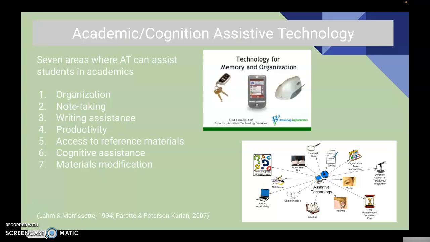Assistive technology can also be used in the area of academics and cognition. Some studies identified 7 areas where assistive technology can assist students in academics. These areas include organization, note-taking, writing assistance, productivity, access to reference materials, cognitive assistance, and materials modification.